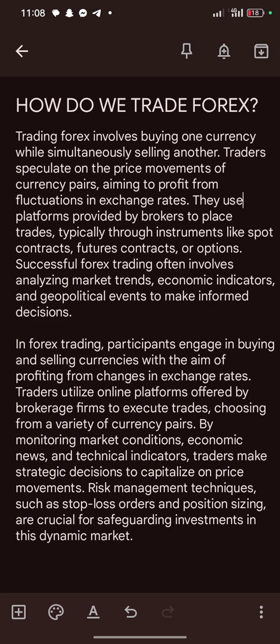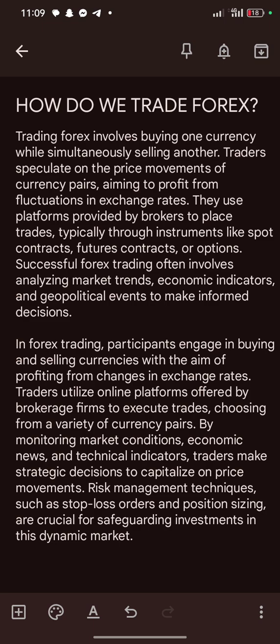Basically, forex is traded in pairs. Yes, that's the keynote. Forex is traded in pairs. That is to say, it's traded in twos. So there must be two currencies to trade against each other for there to be foreign exchange.